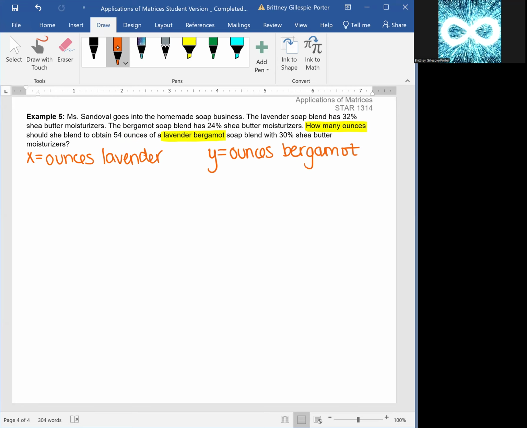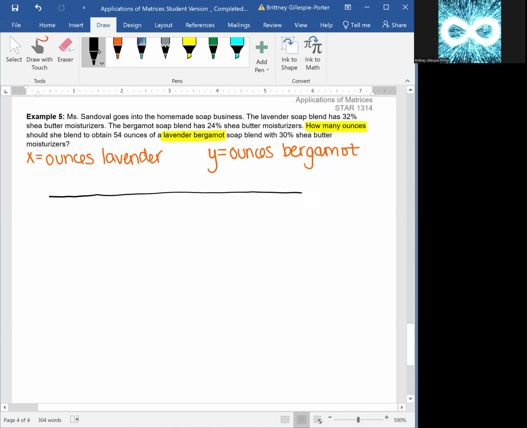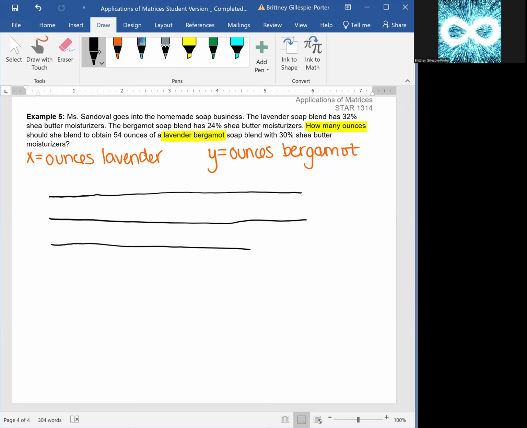Okay, so I know there are a lot of words in here, but they're talking about two different things. They're talking about our soap mix, how much soap mix we want, and the percent of shea butter. So when we're doing mixture problems, we can actually make a chart, and that's going to help us keep our information organized. So I'm going to make a 3-row chart because they are talking about two different things that they're concerned about. And I know I'm going to need some header rows.